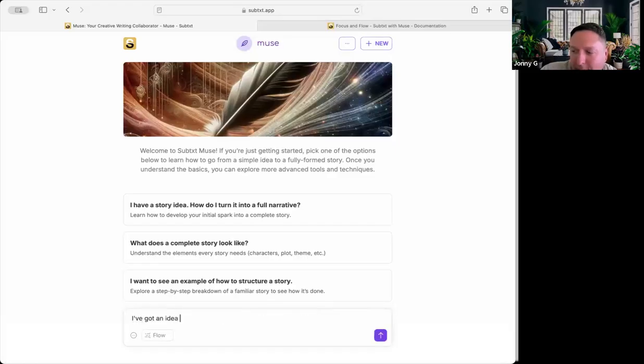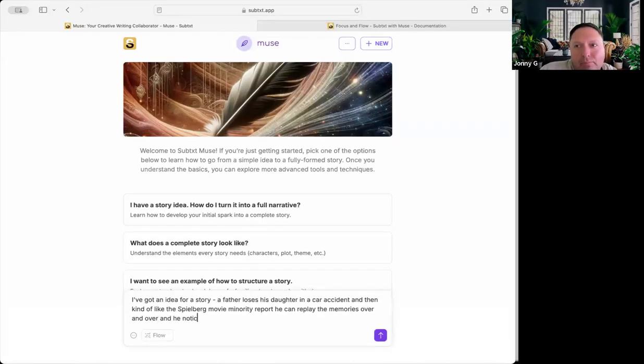A father loses his daughter in a car accident, and then kind of like the Spielberg movie Minority Report, you can replay the memories over and over. And he notices a discrepancy in the memory that makes him wonder if it was an accident or not.